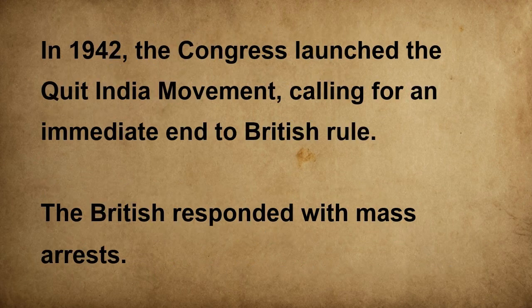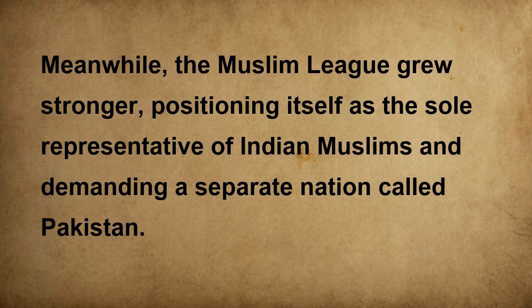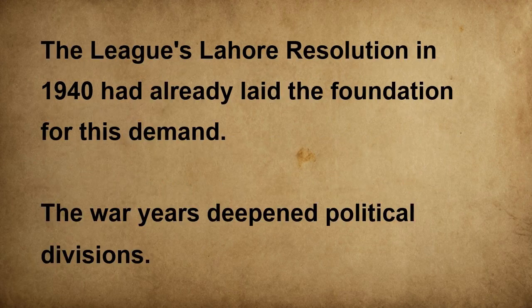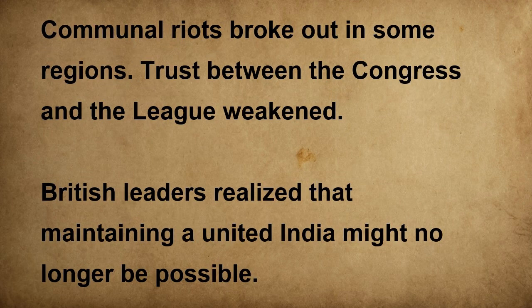In 1942, the Congress launched the Quit India movement, calling for an immediate end to British rule. The British responded with mass arrests. Meanwhile, the Muslim League grew stronger, positioning itself as the sole representative of Indian Muslims and demanding a separate nation called Pakistan. The League's Lahore Resolution in 1940 had already laid the foundation for this demand. The war years deepened political divisions. Communal riots broke out in some regions. Trust between the Congress and the League weakened. British leaders realized that maintaining a united India might no longer be possible.